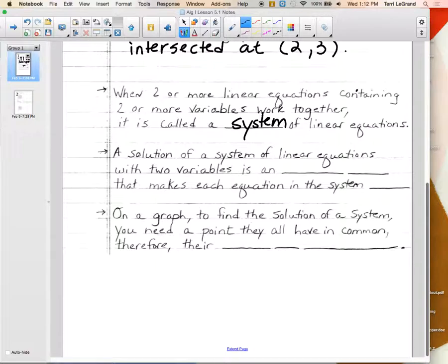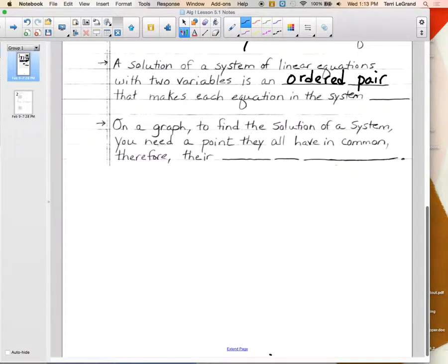So a solution of a system of linear equations with 2 variables is always an ordered pair. Always an ordered pair when we're working with 2 variable systems of equations. Where is that ordered pair that's going to make all the equations in the system true? It has to make both of them true. Or all 3 of them true. Or all 50 of them true. When you have a system of equations, you're looking for that ordered pair that makes all of the equations true.